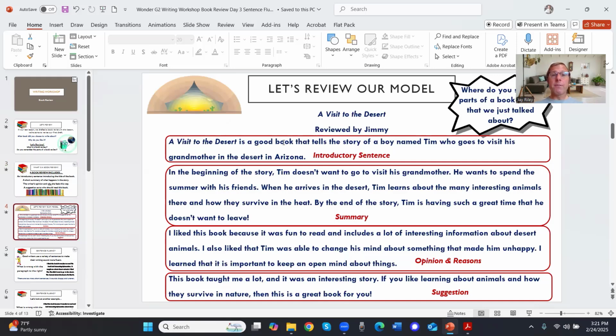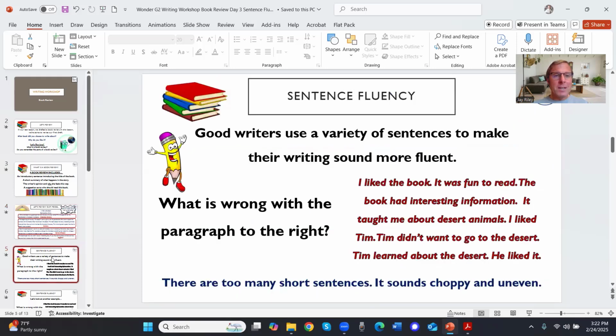This doesn't have to be an extensive summary. Then we want to give our opinion. If it's our favorite book, hopefully we loved it or we really liked it, and why. And we talked about cause and effect words. And finally, we want to give a suggestion. Who do we think is also going to enjoy this book? Or maybe who shouldn't read this book? That's okay too. So today we're going to talk about sentence fluency.